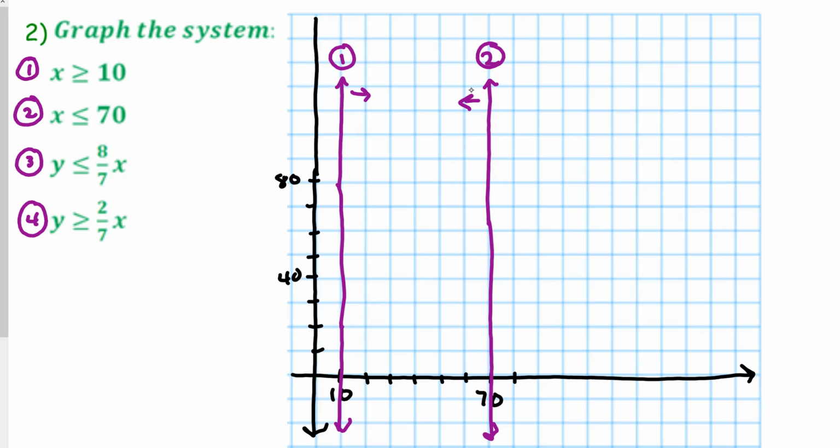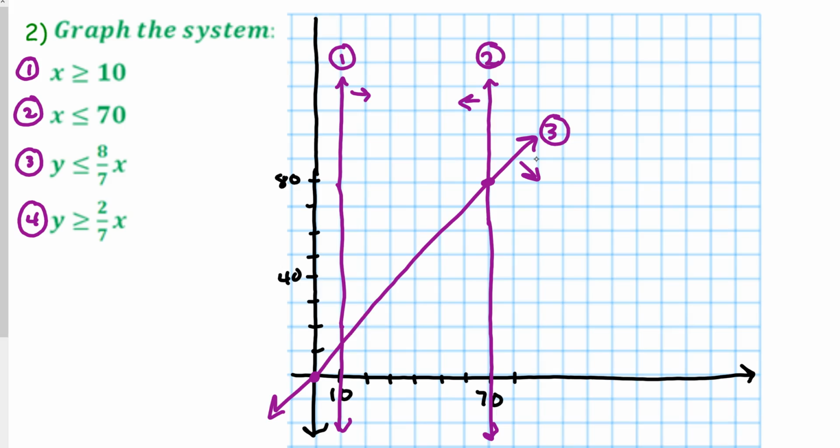For number 3, the y-intercept is the origin, so I'm going to make that point, and then the slope is 8/7, so I'm going to go up 80 and over 70, and that's also going to be a solid line, and that is 3. And then I don't want to try 0, 0 as a test point because that point is actually on the line. However, it is in slope-intercept form, so we can just plan to shade below for less than.